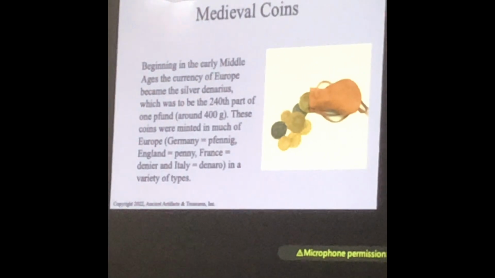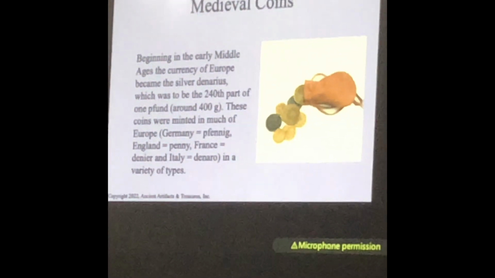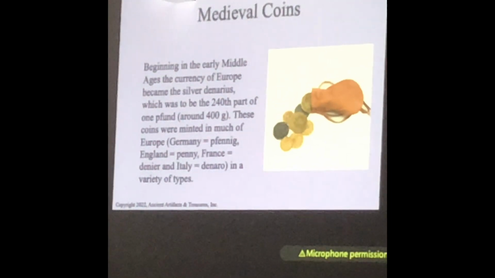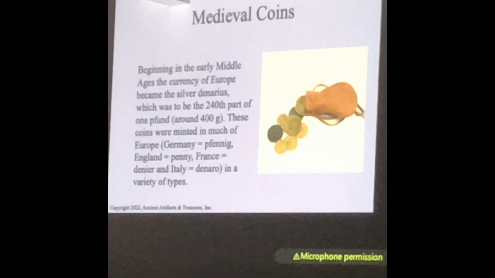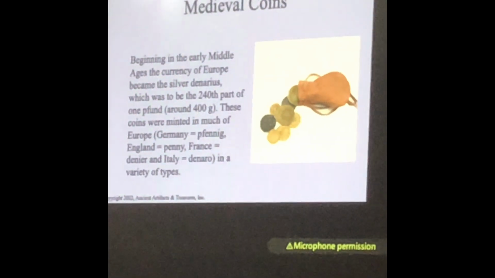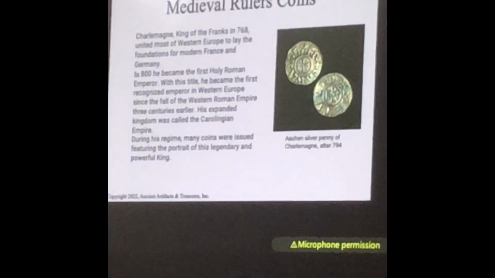So if you divide that by 240, you get about how many grams were in the denarius at the time. In Europe, they were called pfennigs. England was penny, France was denier, Italy denaro. You can see where the denarius still continues on.